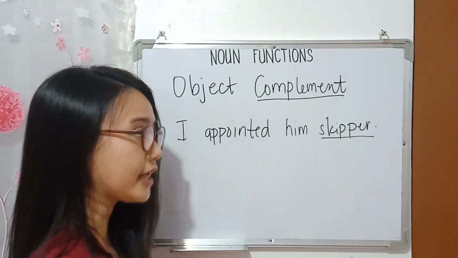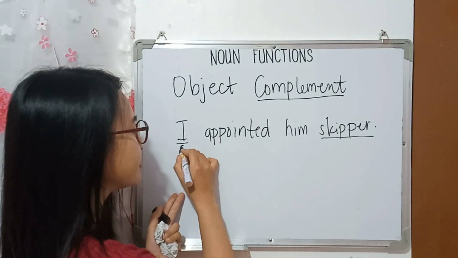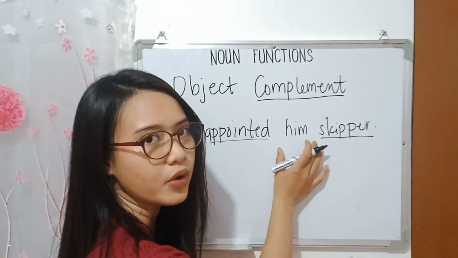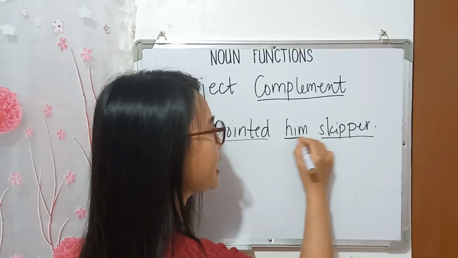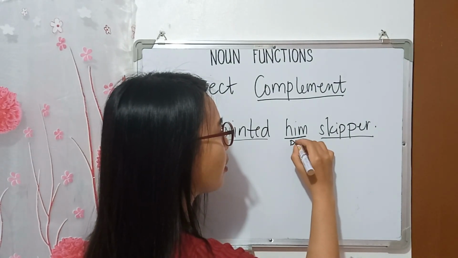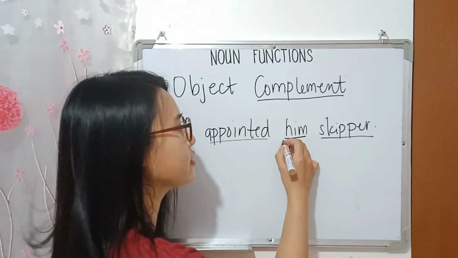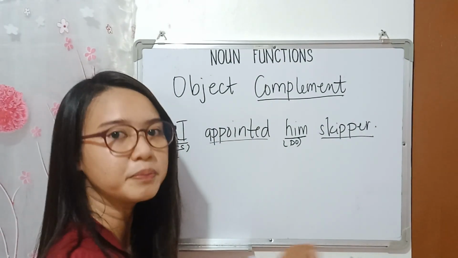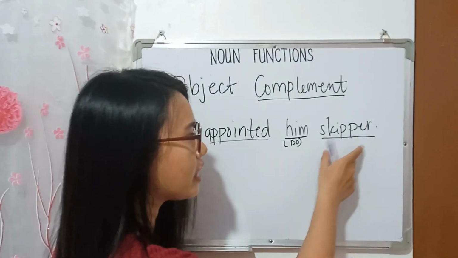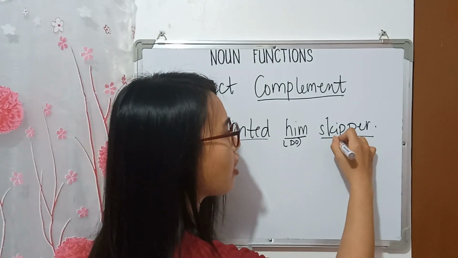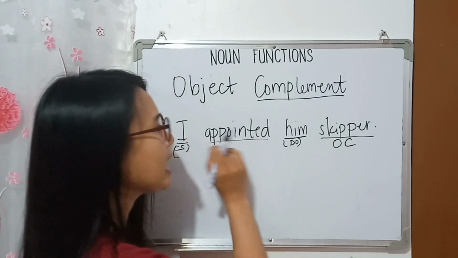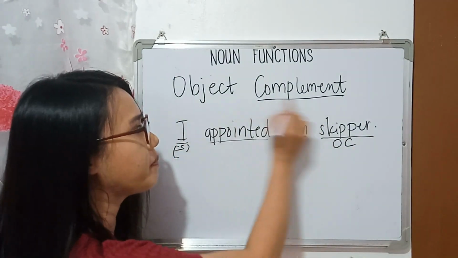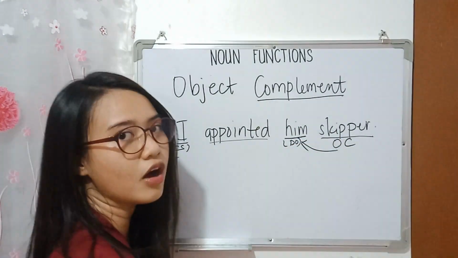Let's analyze the pattern of this sentence. I is our subject. Appointed is the verb. I appointed whom? Who was appointed by me? It's him. So this is a direct object. It is a pronoun, so I just wrote it very little. Okay? Now, I appointed him is not yet complete. Now, to complete the meaning of our direct object, we have here an object complement. Okay? I appointed him as what? As skipper. Again, object complement completes the meaning of the object.